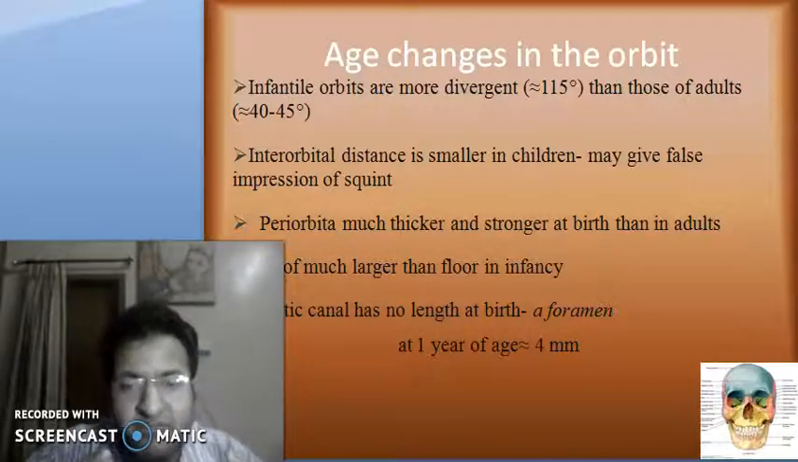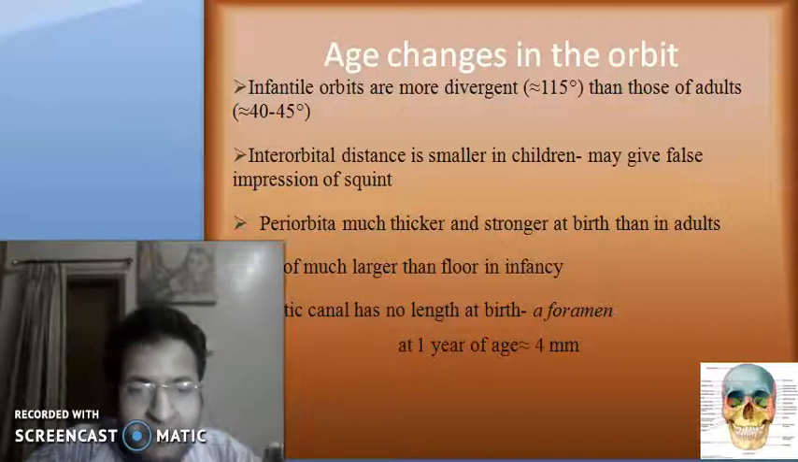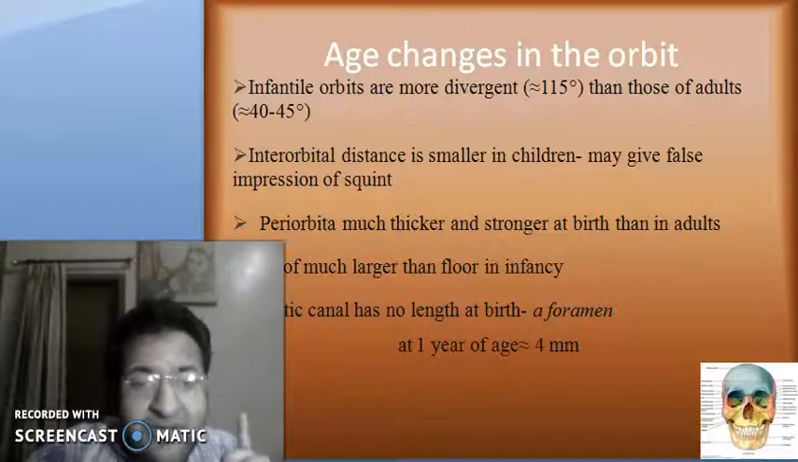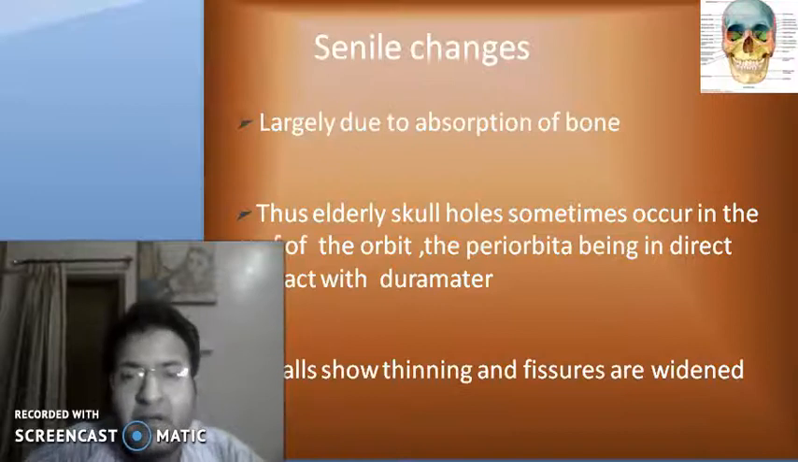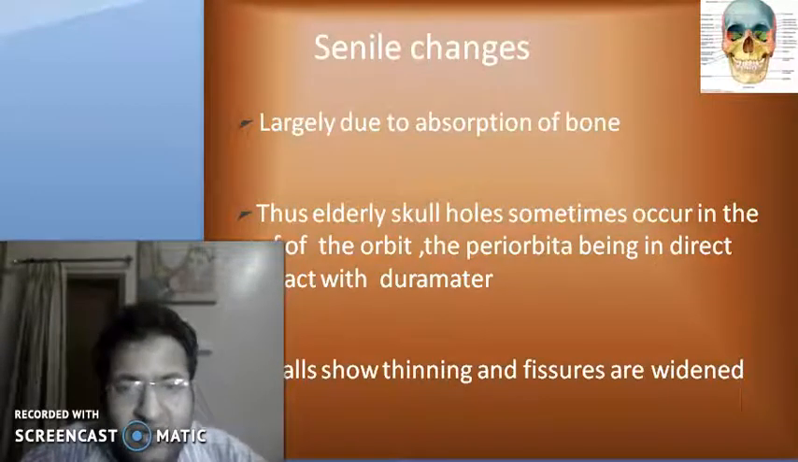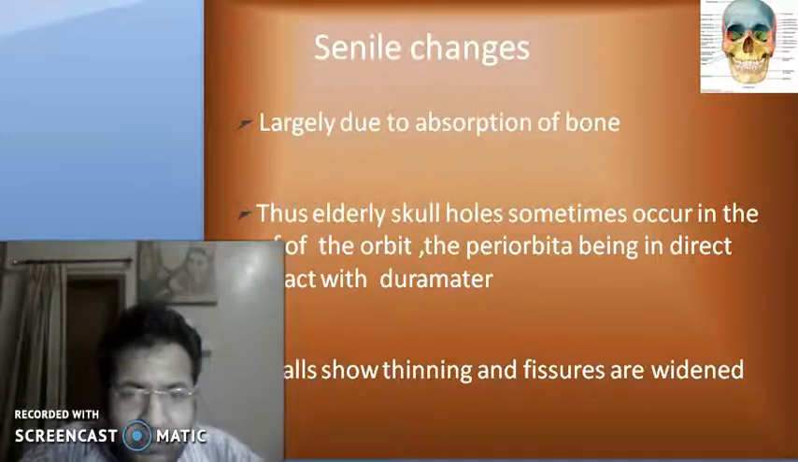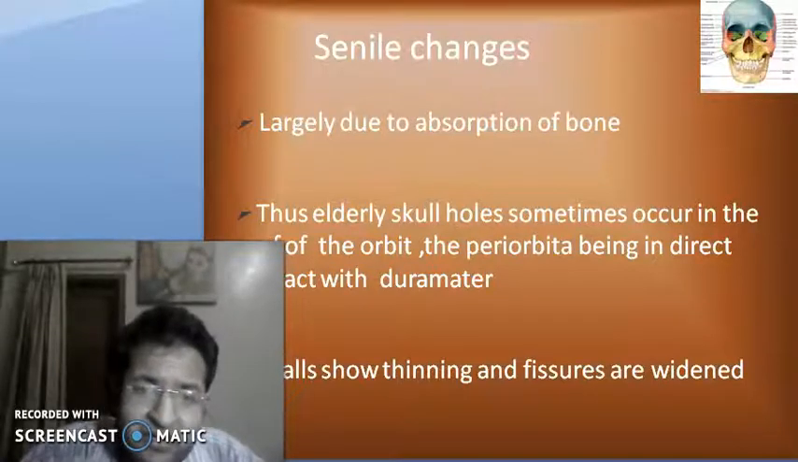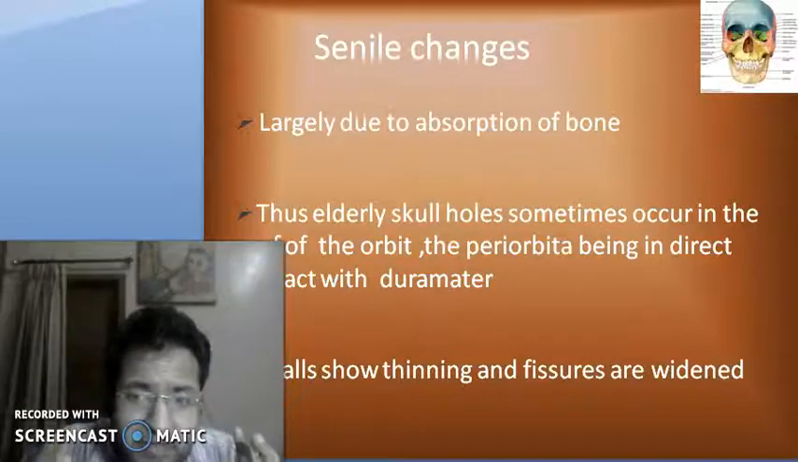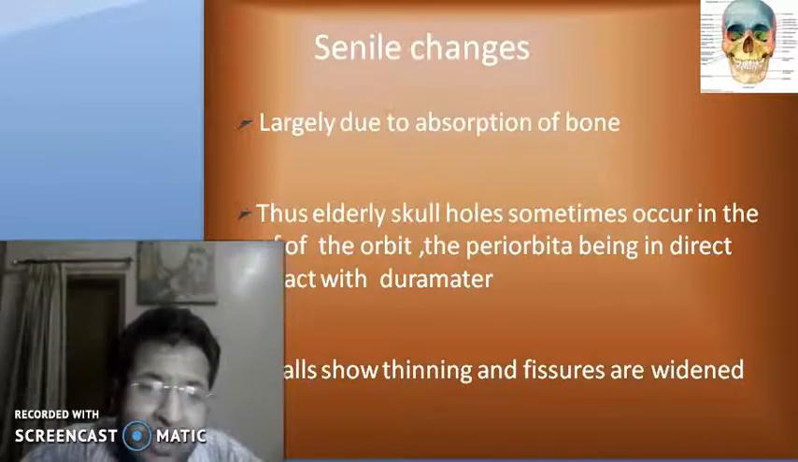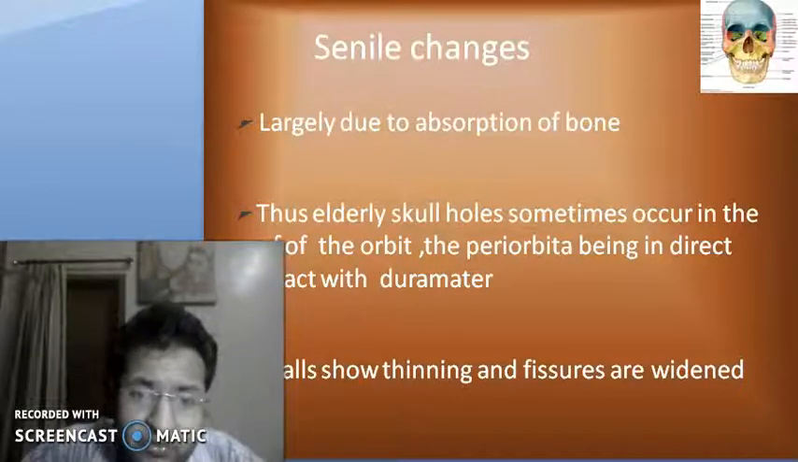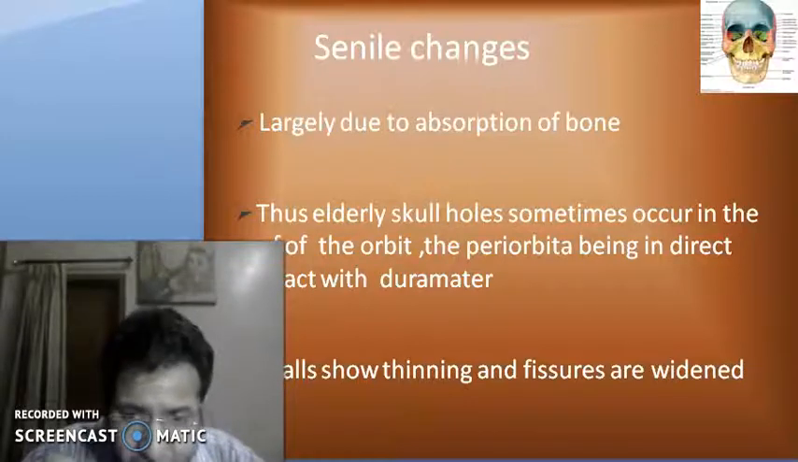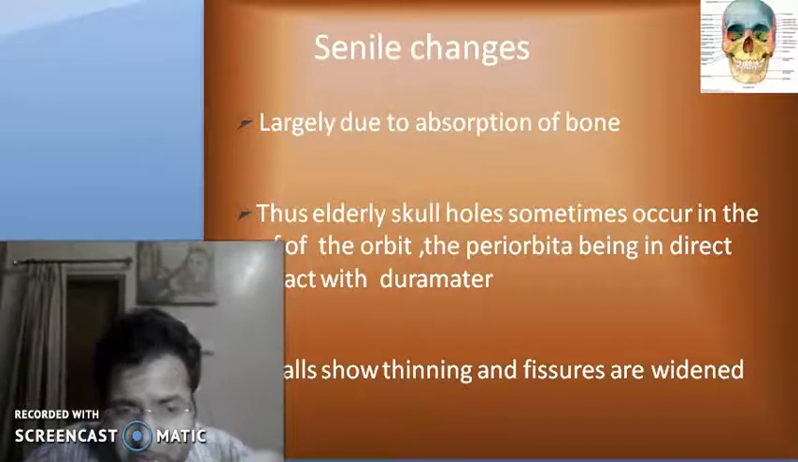But at the age of 4 years, it is about 4 mm, and in adults, it is about 10 mm. What are the various senile changes in the orbit? Senile changes in the orbit are largely due to the absorption of the bone, and thus in the elderly skull holes sometimes occur in the roof of the orbit, the periorbita being in direct contact with the duramater at the roof of the orbit. The walls show thinning and the various fissures are also widening.